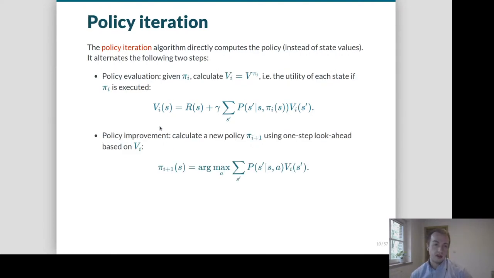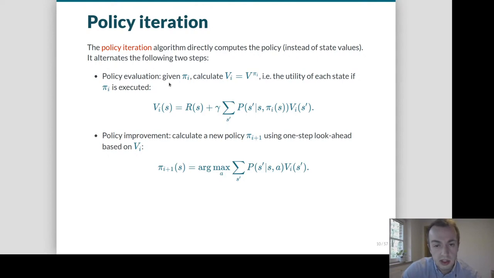Nevertheless, we saw that value iteration has some issues, and so an alternative is known as policy iteration, which is an algorithm that directly computes the policy instead of the state values. This algorithm alternates the two following steps, policy evaluation and then policy improvement. Policy evaluation is, given some current policy pi i, to derive the V values for this policy. Meaning that we want to compute V for the policy pi i, and we'll denote this as Vi, which is the utility of each state if you execute that policy, okay? Which, by the way, may not be optimal yet.